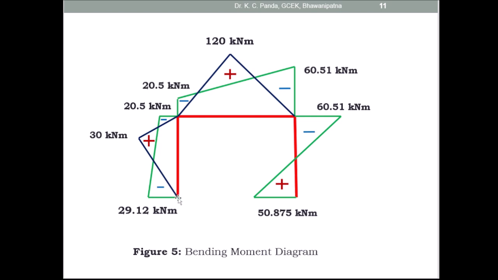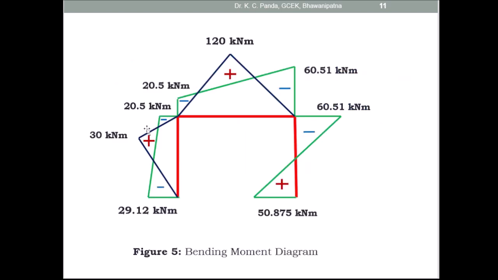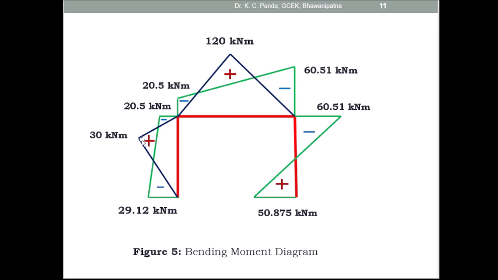Then due to the loading, you have to draw the positive bending moment diagram or free moment diagram. So on the vertical member, the load is a concentrated load, so the free BMD is triangular. Here you got 30 kilonewton meter. That is the maximum positive moment at the loading point in column AB. This is the loading point in column AB. This is 30 kilonewton meter.